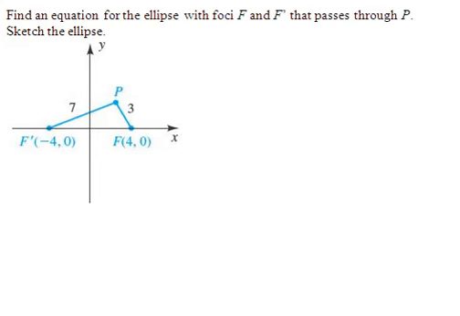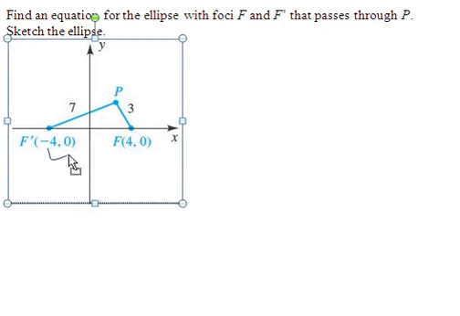Find an equation for the ellipse with foci f and f prime that passes through P, and sketch the ellipse. Well, the first thing we're going to need to know is what the major axis length is. And we see that from foci to foci is a total of 8 units. But given that that's 8 units, doesn't necessarily tell us exactly what the length of the major axis is.